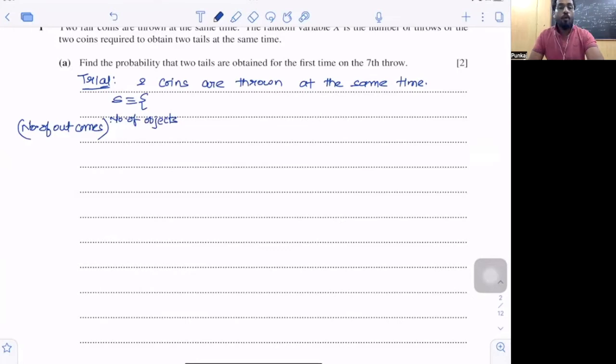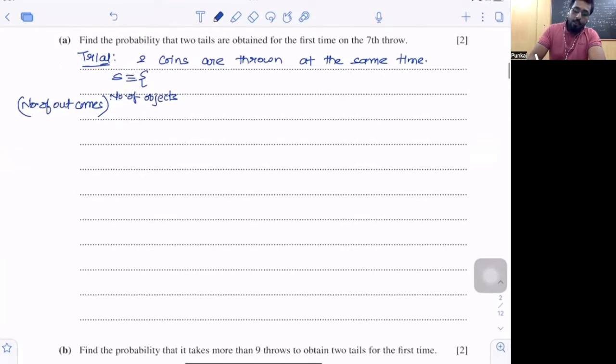Raised to number of objects, there are two objects, so 2 raised to 2, the answer is 4. That means there are 4 outcomes when 2 coins are tossed. And what could be the outcomes? So both the coins might show heads, right? So that's HH. One of the coins, the first coin might show a head, and the second might show a tail, or it might be the first is showing a tail and the second one is showing a head, and finally both of the coins are showing tails.